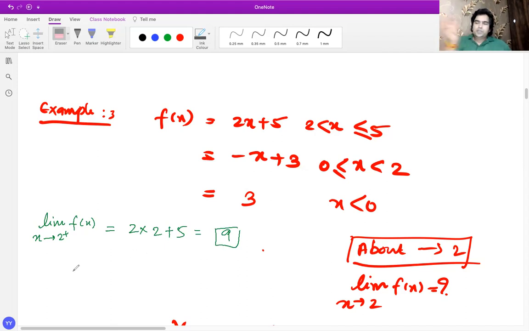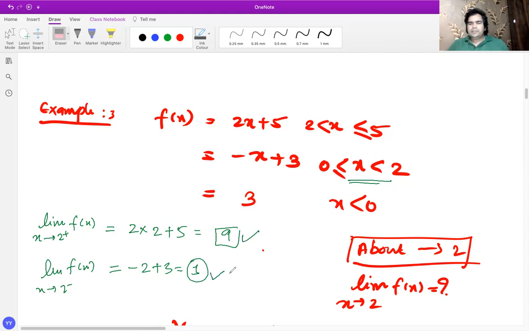And let's see at 2, what's the left hand limit? The limit as x tends to 2 negative, which is slightly lower than 2. For that, you can see I'm using the second function, which is valid between 0 and 2. So that is nothing but negative 2 plus 3, which is positive 1. Since you see that the left hand limit and right hand limit are both different, you will say that the limit doesn't exist.